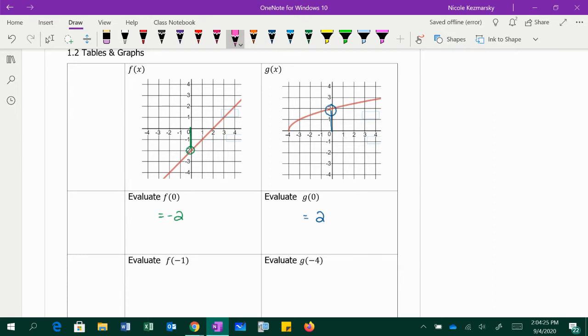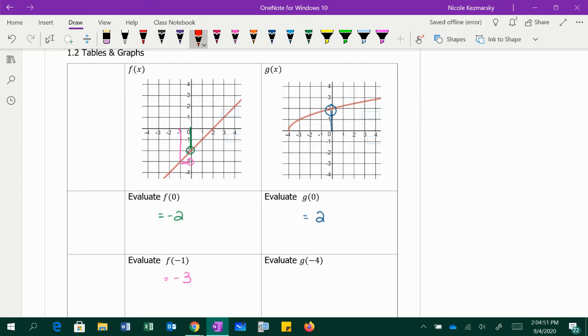For f of -1, I'm going to go over to -1 on my x-axis. I'm going to trace down because that's where my graph is. I'm going to hit the graph and then trace over to the y-axis to find the y value, which in this case is -3.